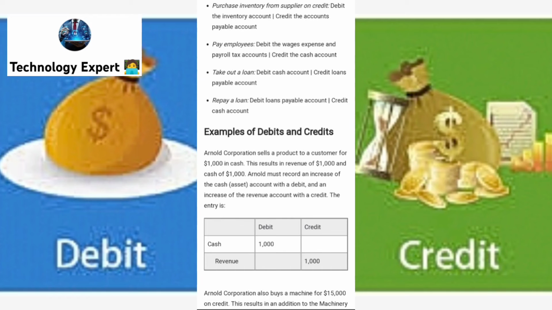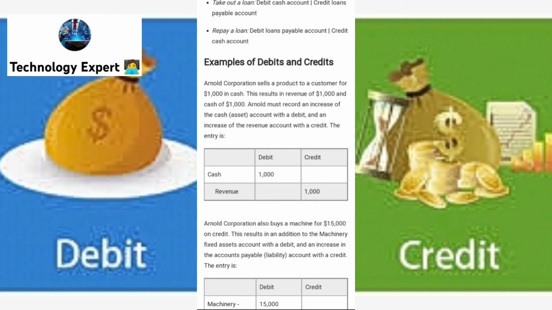Pay employees: debit the wages expense and payroll tax accounts, credit the cash account. Take out a loan: debit the cash account, credit the loan payable account. Repay a loan: debit the loans payable account, credit the cash account.